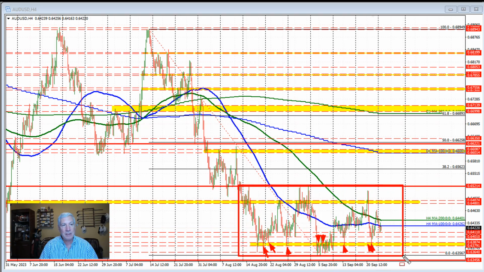So sellers are making a play in the Aussie versus US dollar below the moving averages here. If they can stay below those levels, the bias remains to the downside for this currency pair.